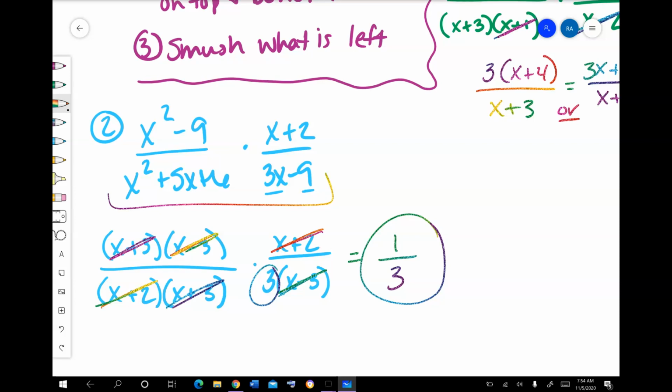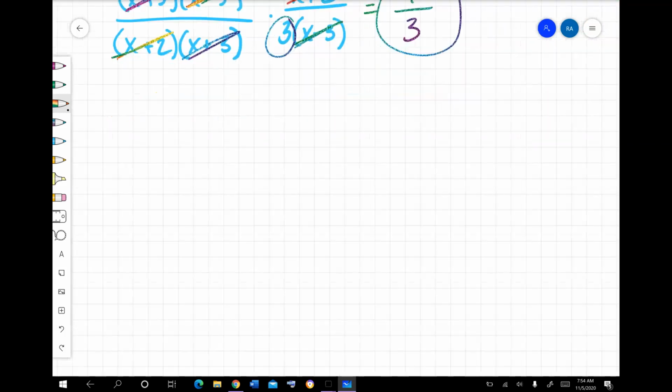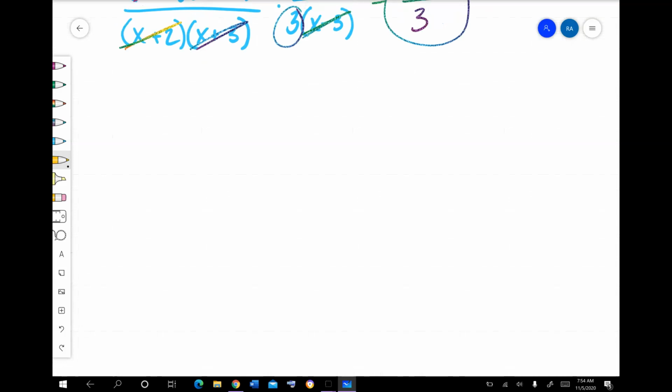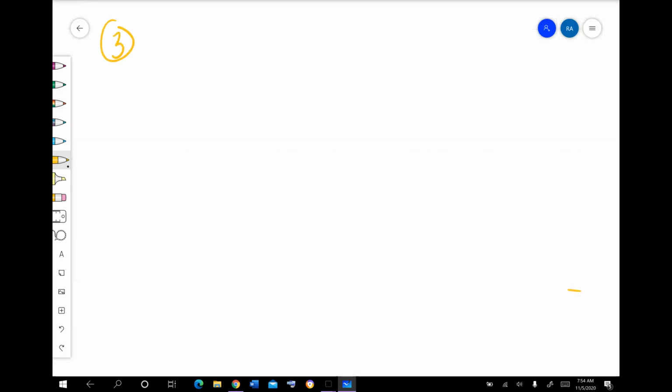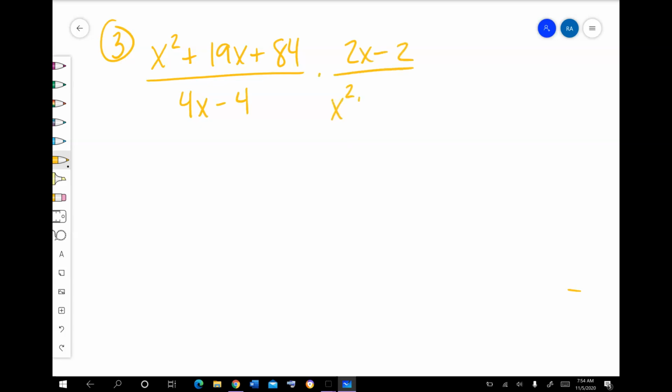All right, let's see here. Next one is going to be number 3, which is x squared plus 19x plus 84 all over 4x minus 4, times 2x minus 2 over x squared plus 9x plus 14.